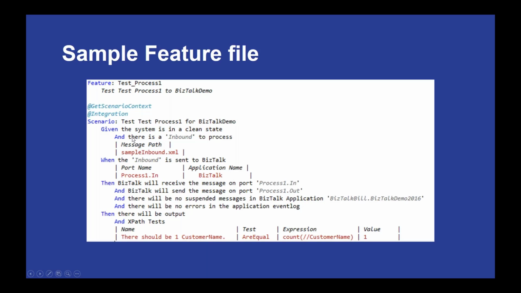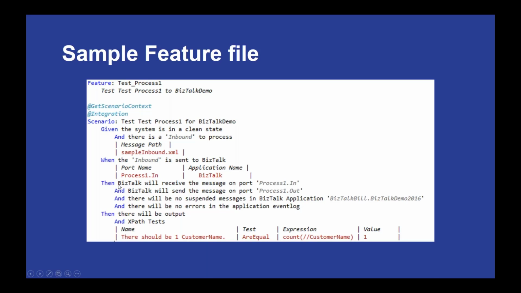Then it basically goes in there and says, there is an inbound message to process, and this is the name of the message. And it's basically in a test data folder in my test project, and it is included as an embedded resource in the test DLL so that I can find it no matter what build server I'm running on or anything like that. I don't have to worry about pathing to it. Then basically I say there is an inbound message to be sent to BizTalk, and it goes on this port name with application BizTalk. I'll show you the app.config file where this is kept.